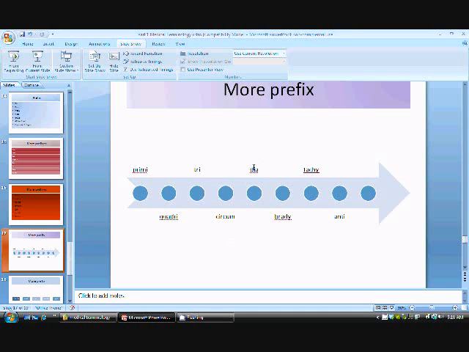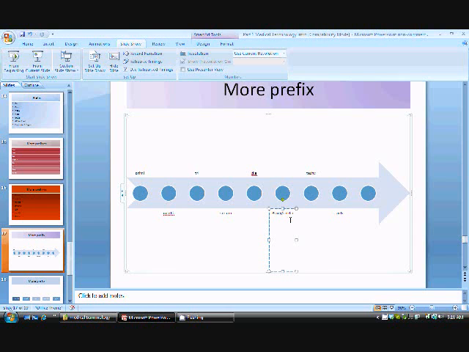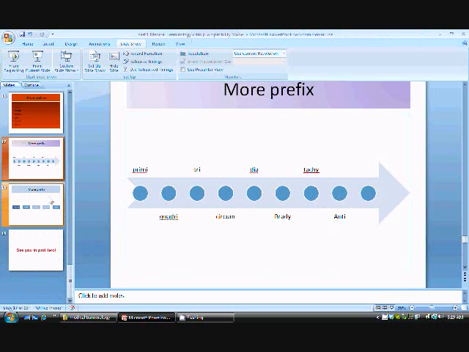Dia, through, as in diarrhea, through flow. Doesn't sound so good when you explain it. Brady, slow, tachy, fast. So if you have bradycardia, that would be very slow heartbeat, whereas tachycardia would be fast heartbeat. Anti would be something that's against, as in antimicrobial.